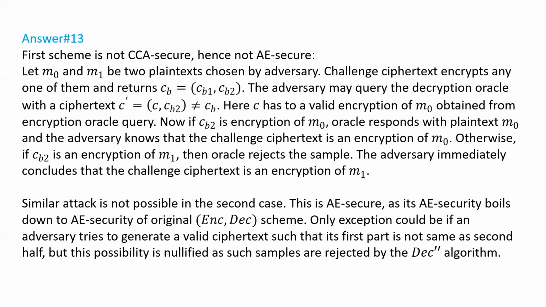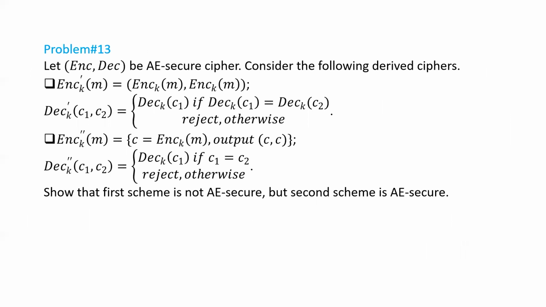And then in the second proposed construction, ENC double dash KM is defined in a way that first you get some encryption C corresponding to plaintext message M and key K, ENC K of M, you compute C and then output C comma C. So it is a bit different from the first scheme. In the first scheme, the encryption algorithm being a randomized algorithm, the first part and second part may not be the same, but here you run ENC K of M only once and then you output C comma C.